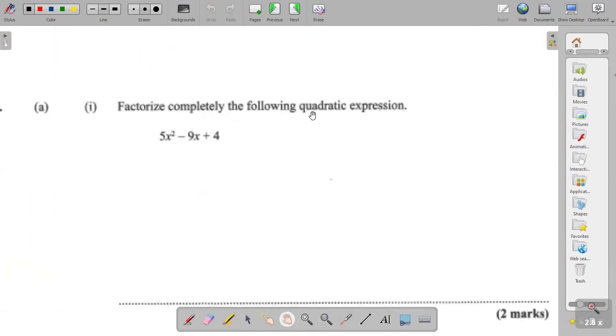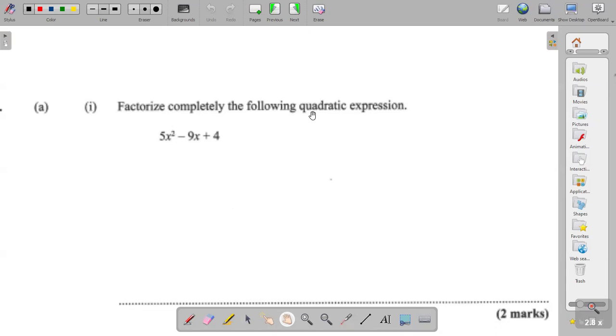What type of factorization is this? You realize factorization comes every year? Factorization does come every year. If there's one thing you need to know what to do, it's factorization.